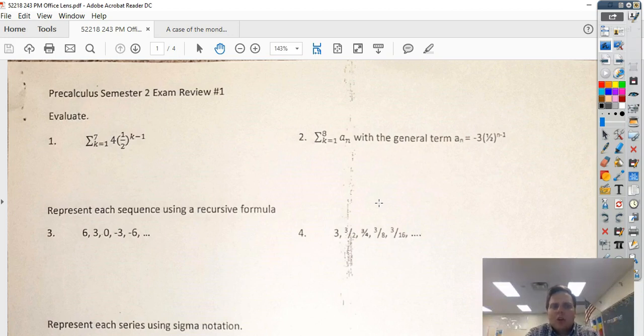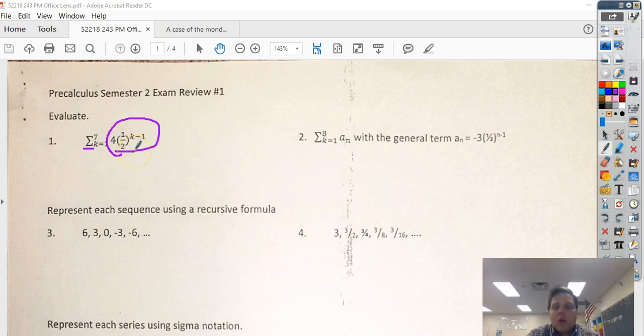Alright, so problem number 1 says to evaluate. Remember what this symbol means. It means the sum of. So it wants us to find the sum of this expression from when k equals 1 to when k equals 7. This is a geometric situation, because it's being raised to a variable exponent. There's a variable in the exponent, and that means this is geometric.